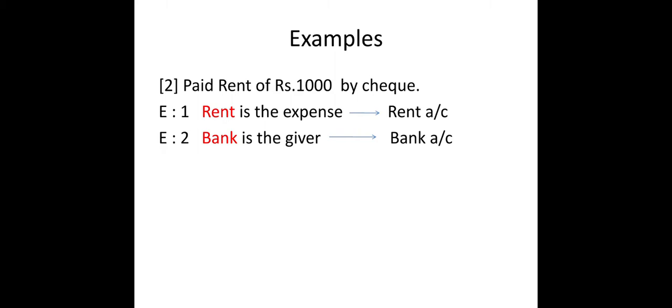First, you have to write the effect, and the main word in the effect becomes your name of account. For example, suppose there is an entry like this: furniture comes in. What is the main word in that sentence? Furniture. So we have to write furniture account. If computer comes in, we write computer account. If machine comes in, machine account. If vehicle comes in, we can write vehicle account. So name of account is not that difficult.